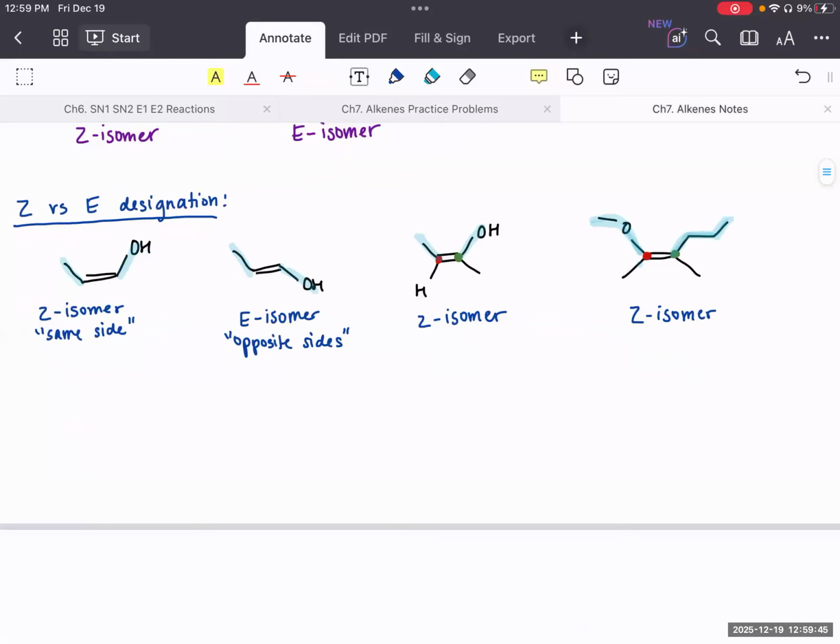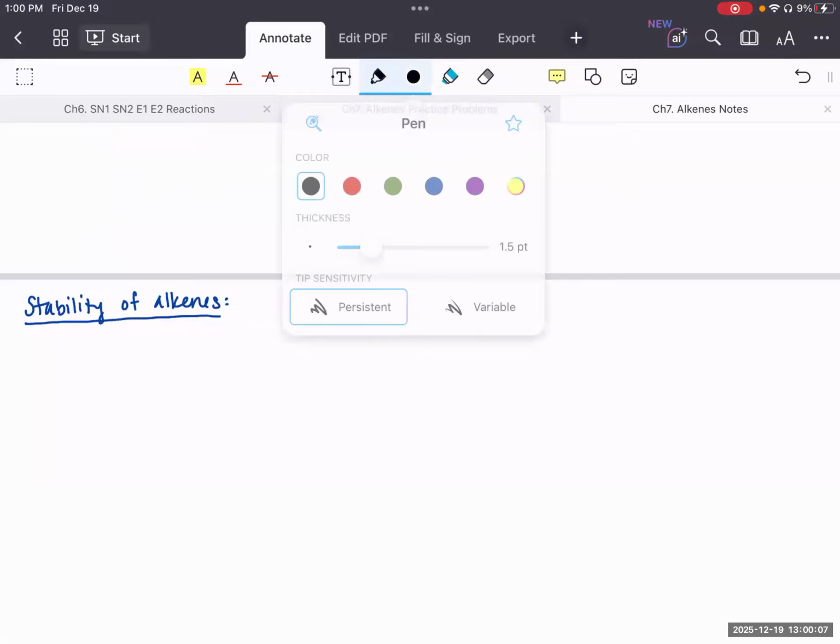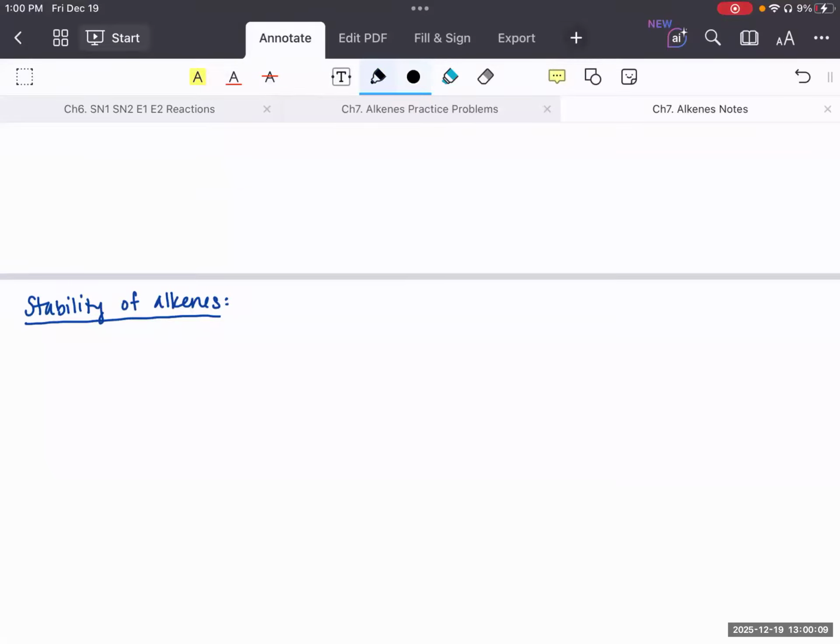Next, what we should talk about is the stabilities of different alkenes. And so stability of alkenes is determined by two primary things. And I should mention that this is for alkenes that are approximately the same size. Obviously, once you get much bigger structures, there's going to be other things that matter. But for now, we're just comparing the alkenes of similar size.